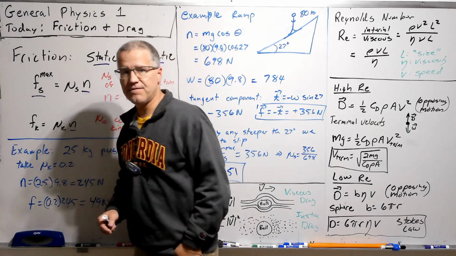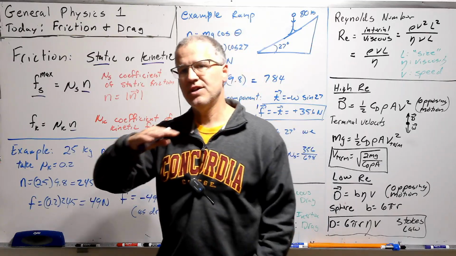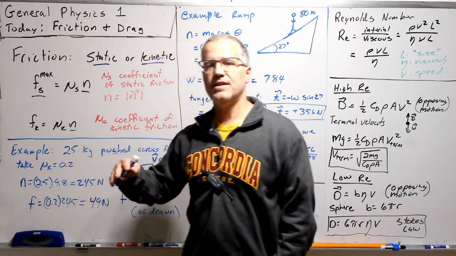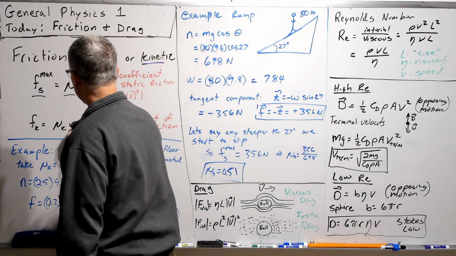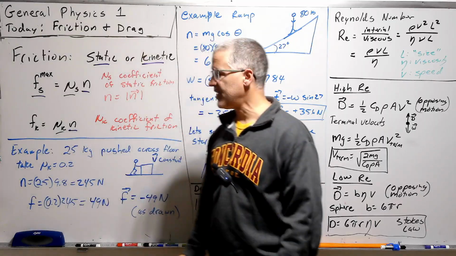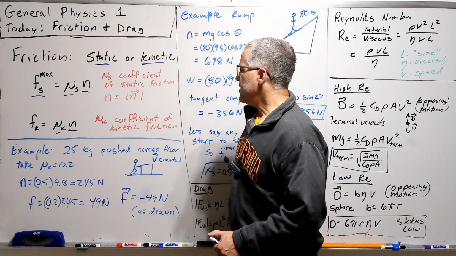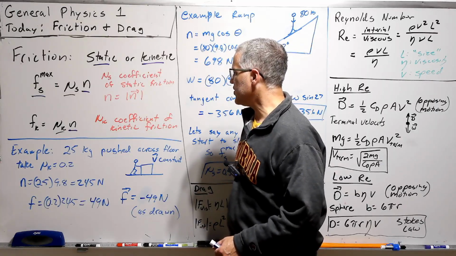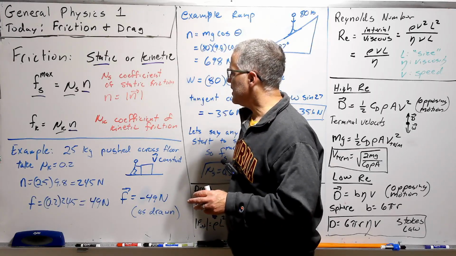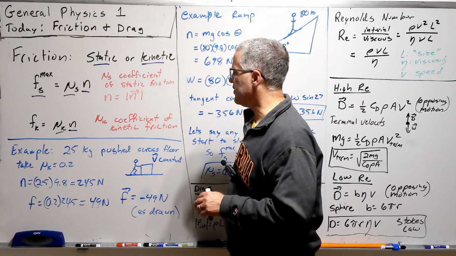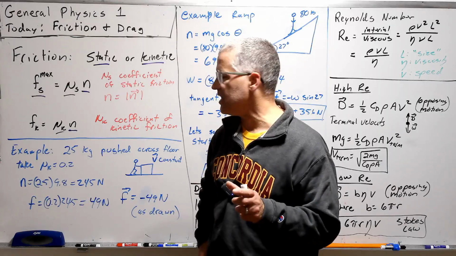But there's another factor. Do I have shoes with rubber bottoms or do I have shoes with more leathery bottoms? And that changes what's called the coefficient of friction. And this is true for both kinetic friction and static friction. The coefficient of static friction is always a little bit bigger than the coefficient for kinetic friction. So that's where that difference lies.